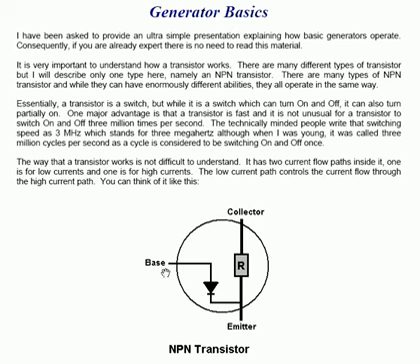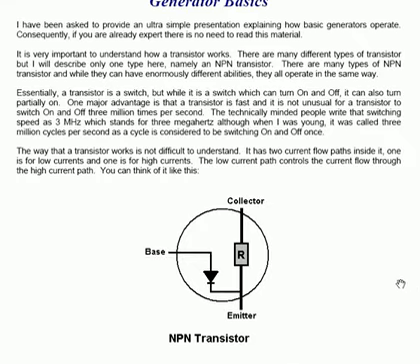You can think of it like this. The diagram here shows the notion of how a transistor actually works. The high current path flows from the collector through to the emitter. The low current path, which controls the high current path, flows from the base through to the emitter. And that's the way that an NPN transistor works.